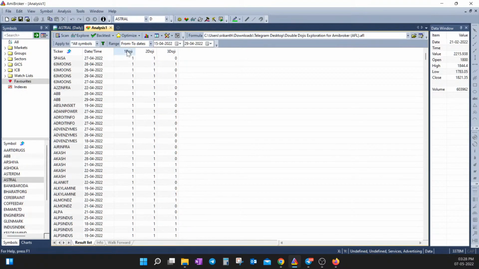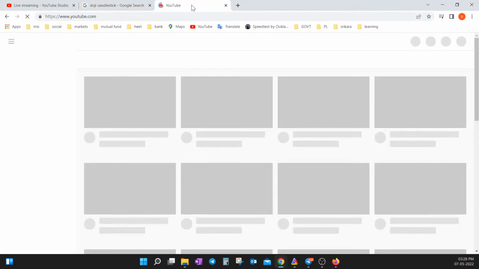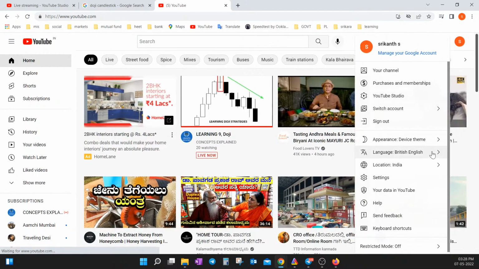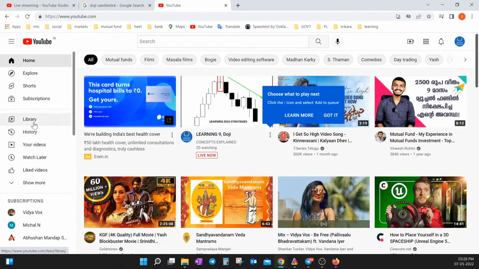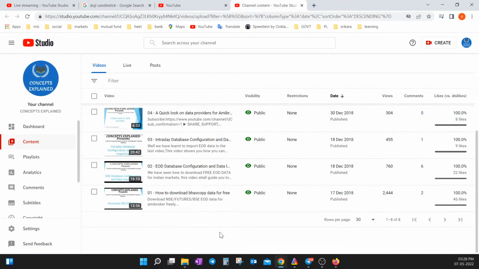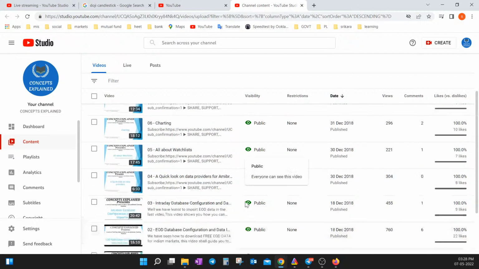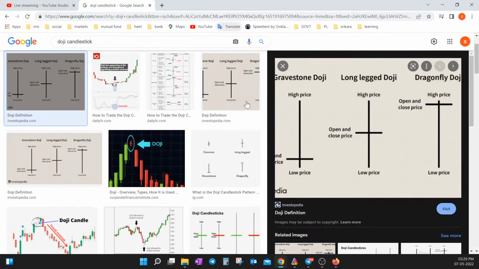Let me show it. Give me 1 second. Yeah, there is a library called AmiBroker. So this is what it is: how to download Bhavcopy, EOD database, intraday database, charting, layouts, everything is there. Even one RSI concept is also available there. You can just check on that, the learning series about AmiBroker.